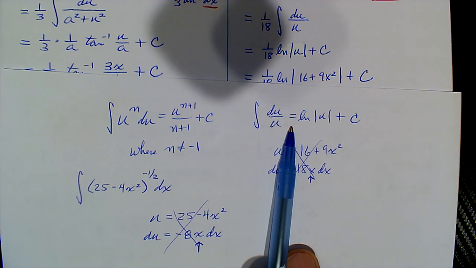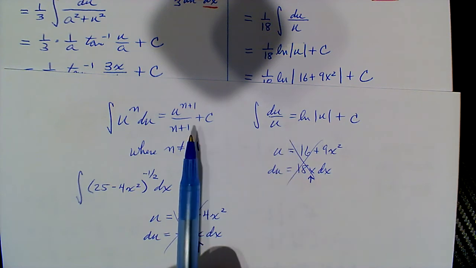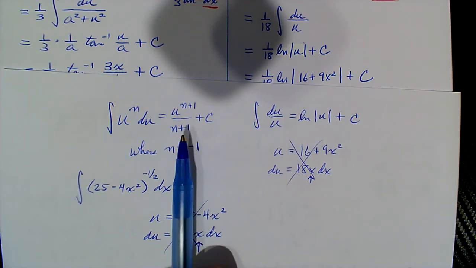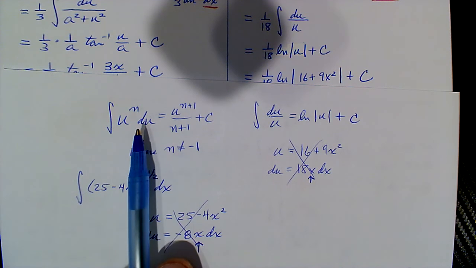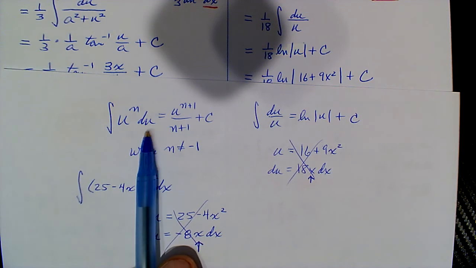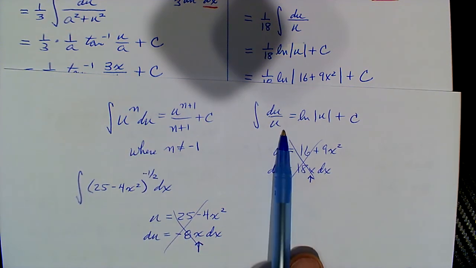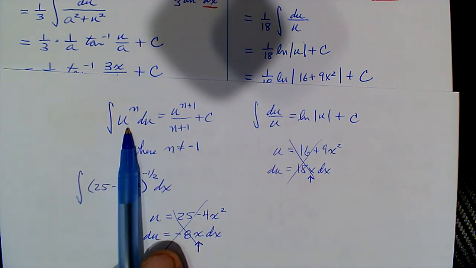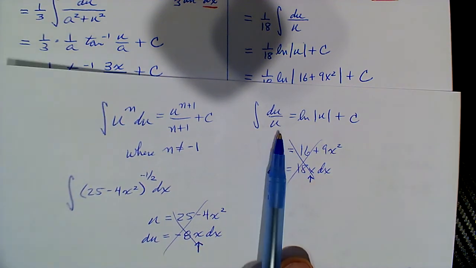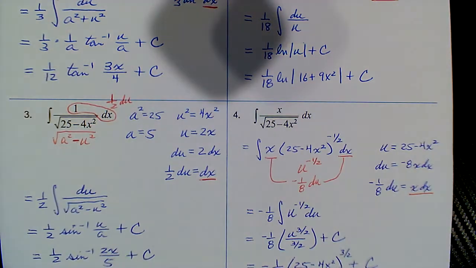And with regards to our integration strategy, when we see a fraction, we still consider asking the question, is the denominator a power? And if it is a power, we go for u to the n. If it's not a power, we go for du over u. But then we extend our strategy, and if it does not fit one of these two basic forms, then we consider the integrals that result in the inverse trig functions.